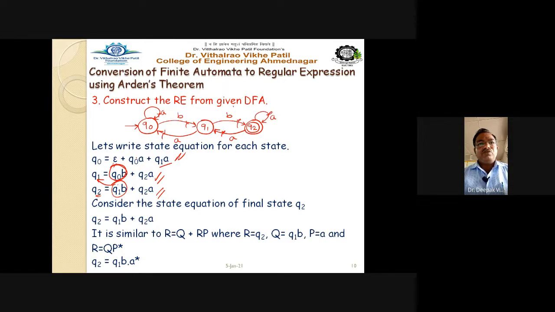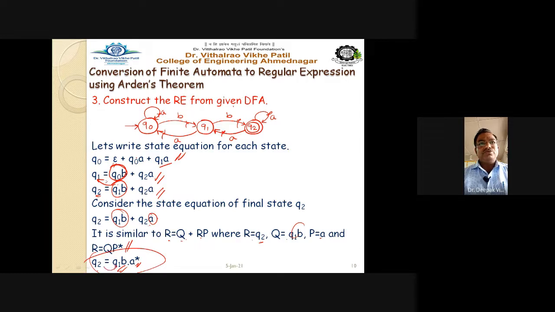So Q2 equal to Q1B plus Q2A. This equation is similar to R equal to Q plus RP, where capital R equals Q2, capital Q equals Q1B, and small a becomes your P. So the solution is written as capital R equal to QP raised to star. So Q2 equal to Q1B dot A star. This I have obtained for Q2, but this Q2 now depends upon Q1.